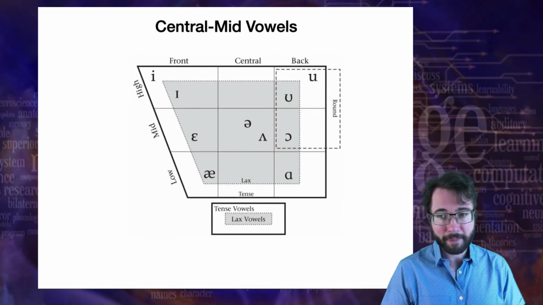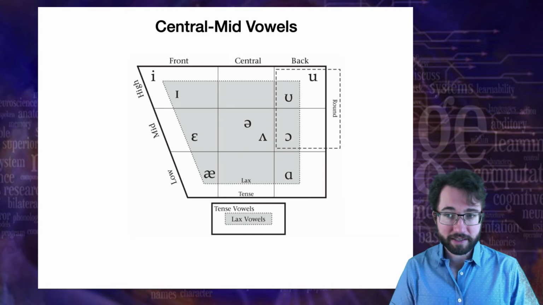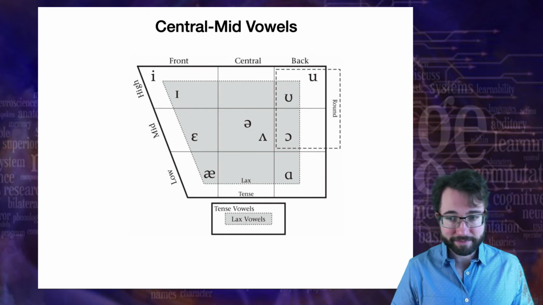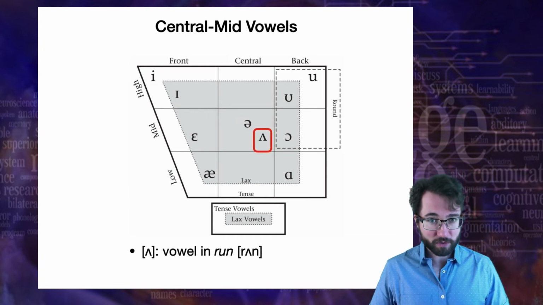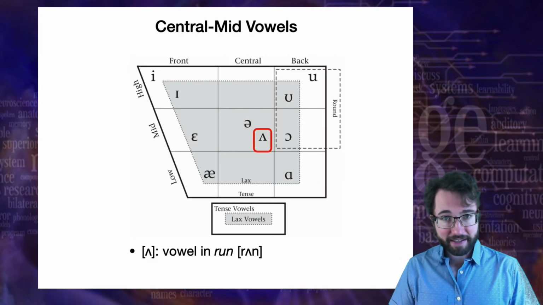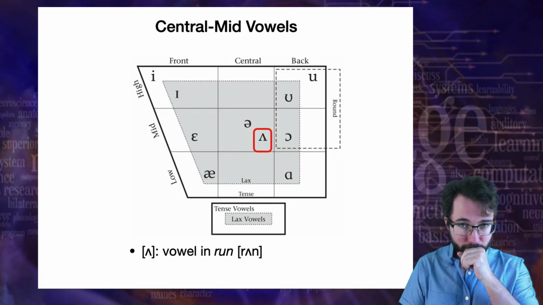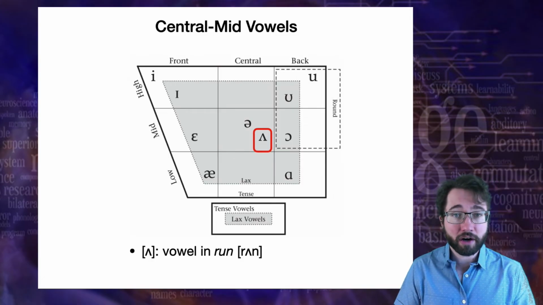There's also some vowels that are in the middle here in terms of the tongue position and the tongue height. So most prominently we have this one. This is this weird upside down V in IPA. This is the vowel in run, spelled with the letter U in English. So run, if you feel where that vowel is in your mouth, it's quite lax.